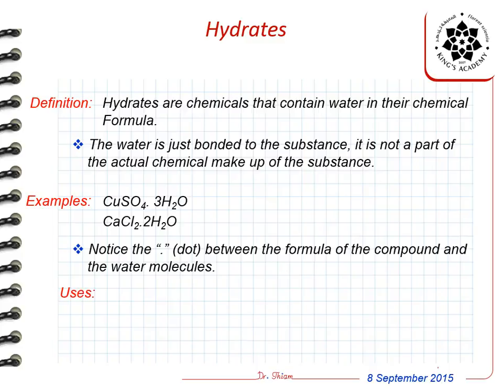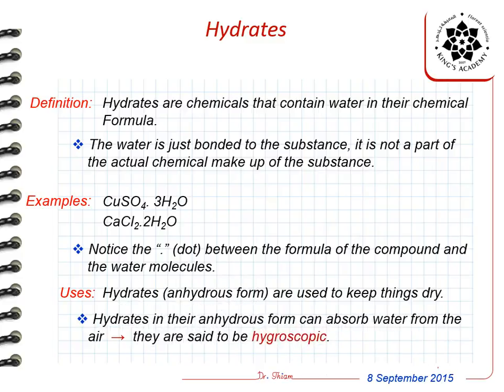Now we use hydrates in their anhydrous forms to keep things dry, because anhydrous forms love water, so they are used to absorb water from things or from the air. Any substance that can absorb water from the air is said to be hygroscopic. Hygroscopic with a G, not hydroscopic with a D. So hygroscopic with a G.